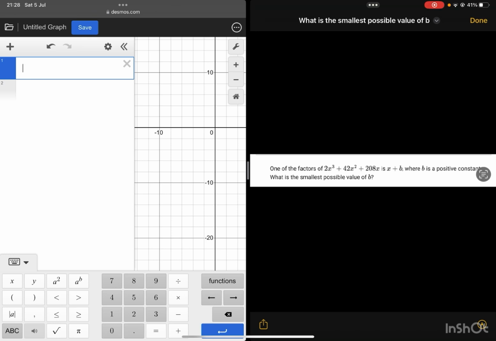Okay, we're moving on with another hard question, but it would be easy if solved in Desmos. One of the factors of 2x cubed plus 42x squared plus 208x is x plus b, where b is a positive constant. What is the smallest possible value of b?